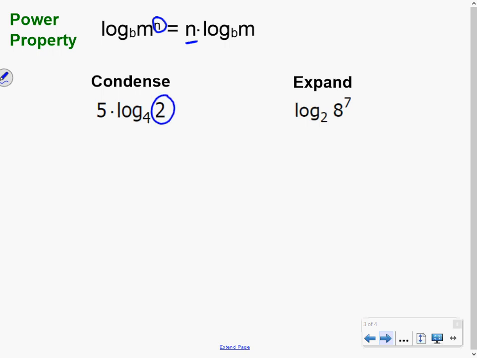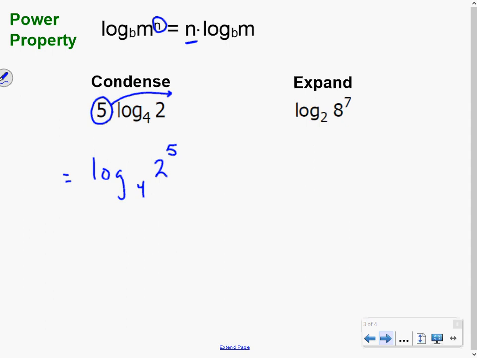So condensing here, we don't have an exponent in this position. We don't have 2 to some power. We just have 2. But notice there is a 5 in front of our logarithm. So when you're condensing, you're going to be taking those exponents and putting them back up into position. That 5 in front really can be the exponent of 2. And again, we could simplify. We could do 2 to the 5th power and keep going, but we're not going to right now.